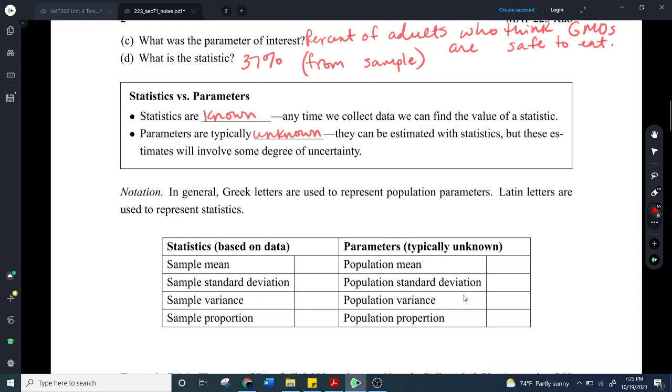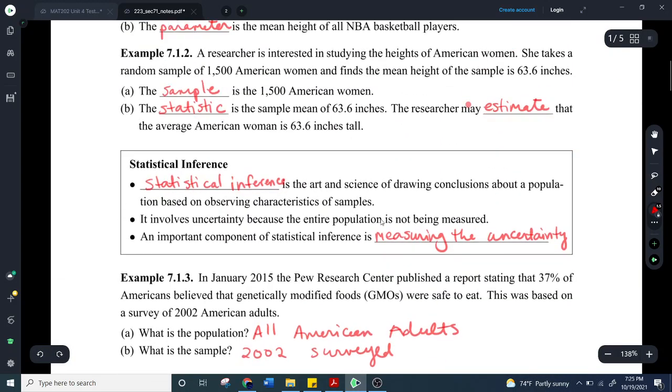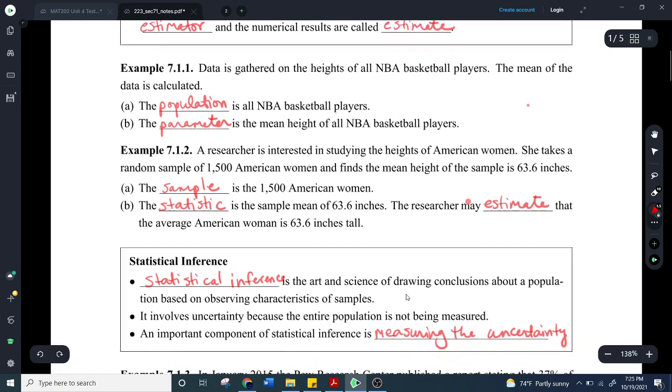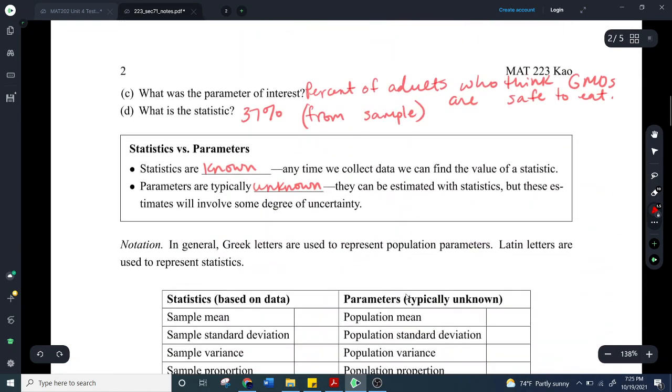There are times when we might know the parameter if we have information about the entire population. For example, with the NBA players back here, the parameter was the mean height of all NBA basketball players. Well, I do have records on the height of every NBA basketball player. We do have that information. So in that case, that is an example where the parameter is known. But most of the time, if your population is something large, like all American adults, your parameter is probably going to be unknown. So it really just depends on who your population is.